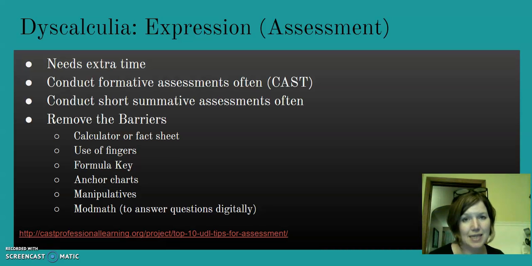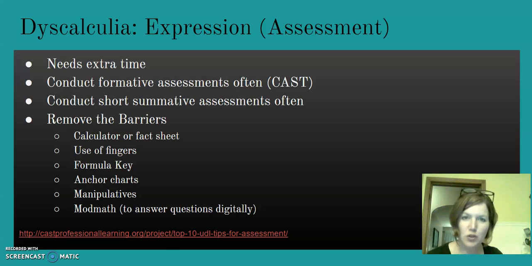And then I was just thinking, because of slow processing, because it's difficult with their working memory to be able to really think through the problems, it takes them so long to do an assessment, that I think it would possibly be a good idea to give short summative assessments more often.